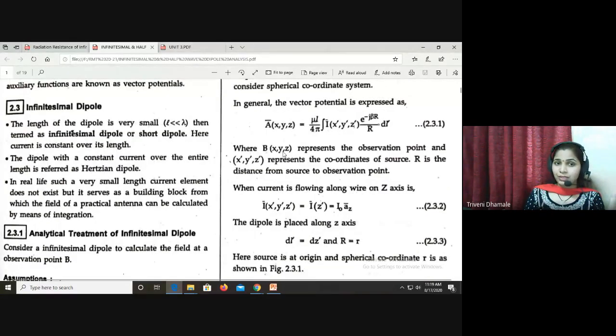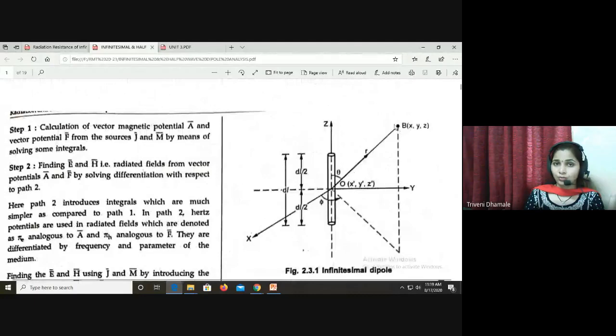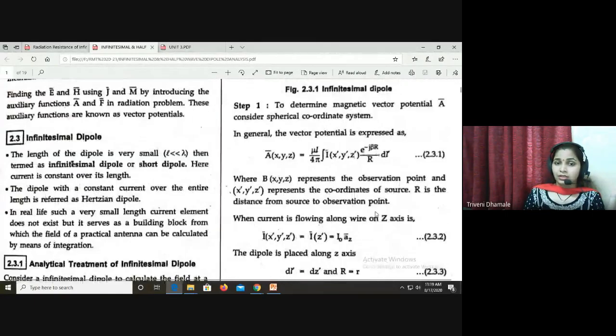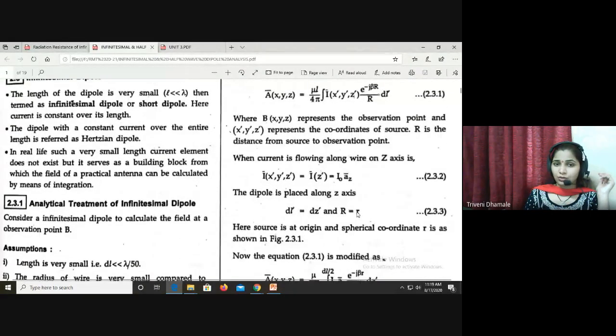Here, (x, y, z) represents the observation point, and x dash, y dash, z dash represent the coordinates of the source. Okay, this is the source point and this is the observation point. Now r is the distance from the source to the observation point, so that r is equal to small r. dl dash means dz dash, because on the z axis the length is in z.